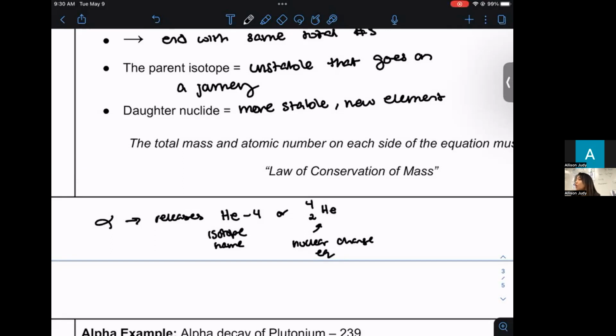One gives us all the information that we need, mass number and proton count, the identity. It's like the social security number of the element. And one just gives us the name and the mass. Both are valid. Both you should be able to read. Both you should know where to look on the periodic table for. Okay. So alpha releases helium-4.